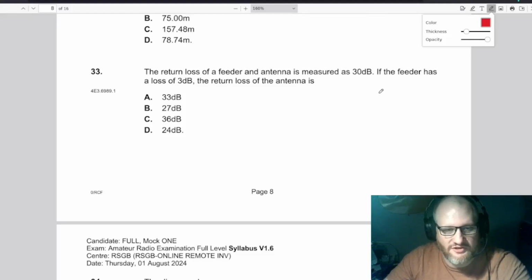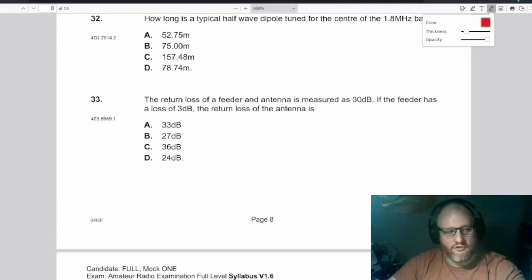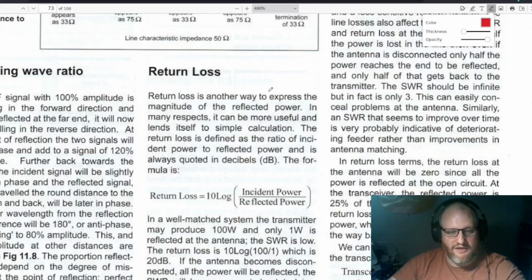We've reached question 33, which reads: the return loss of a feeder and antenna is measured at 30 dB. If the feeder has a loss of 3 dB, the return loss of the antenna is 33, 27, 36 or 24 dB. So we may recall that the return loss is a way of expressing the magnitude of reflected power.